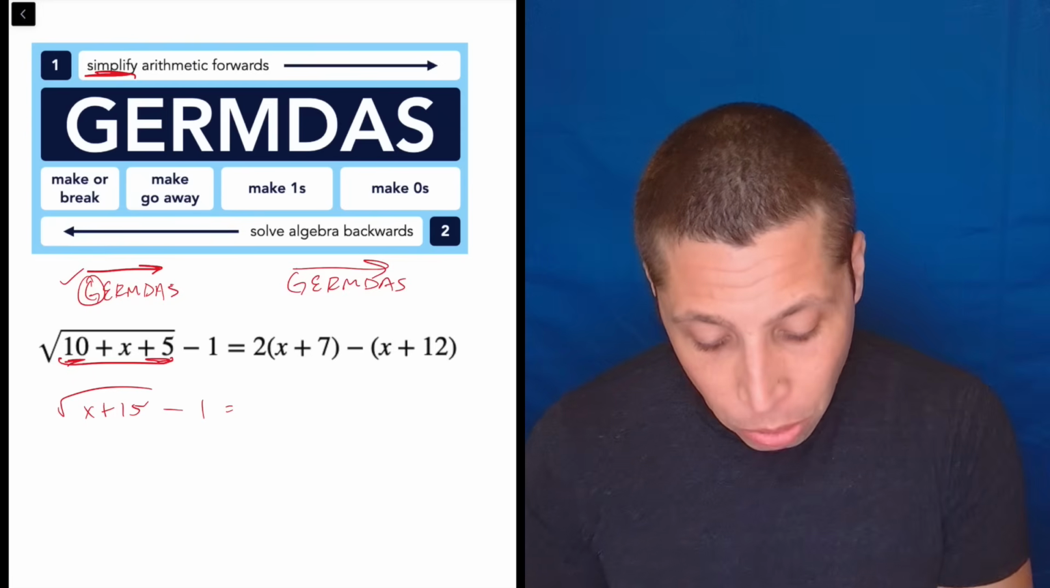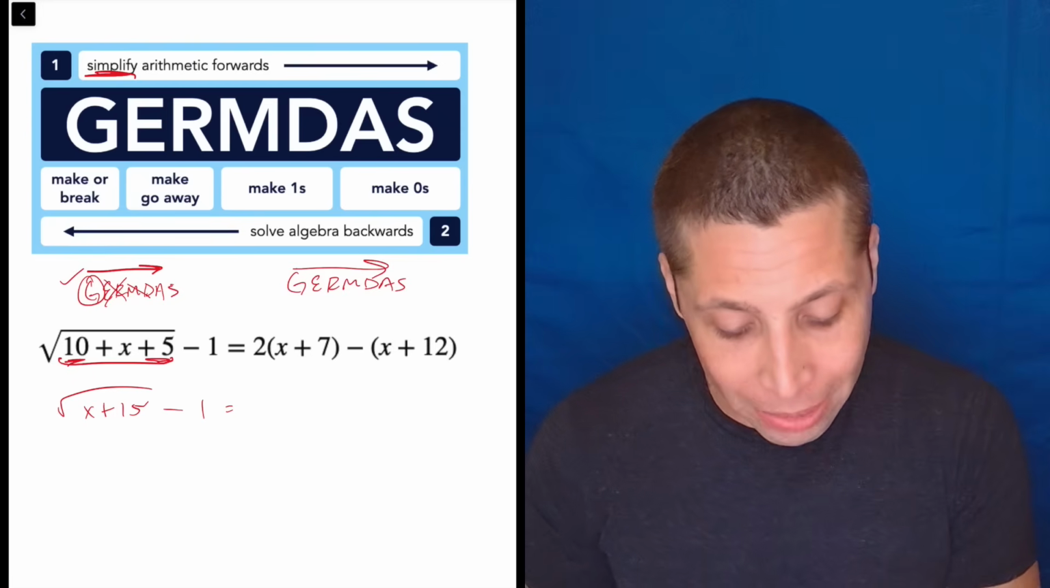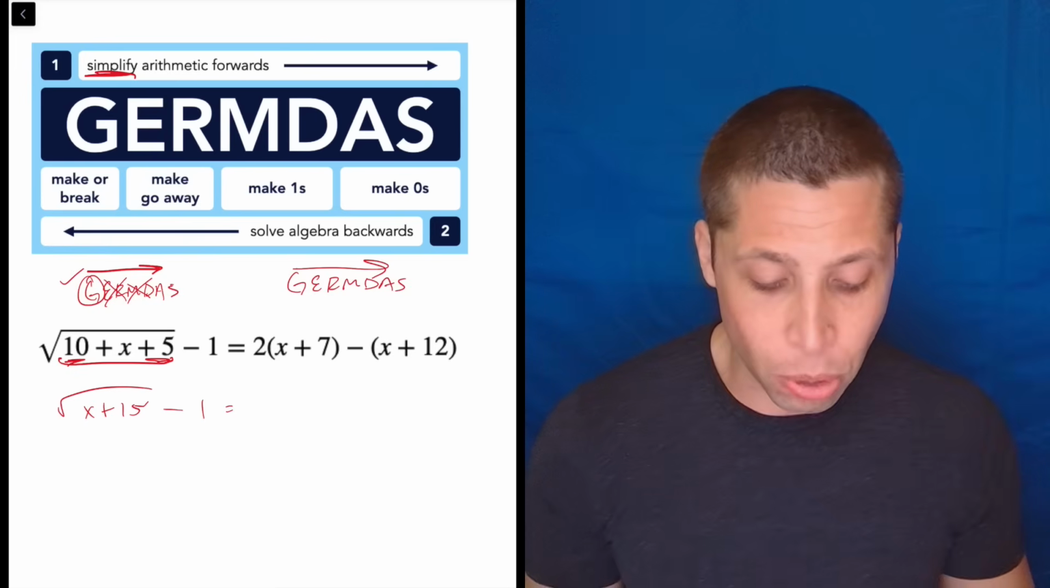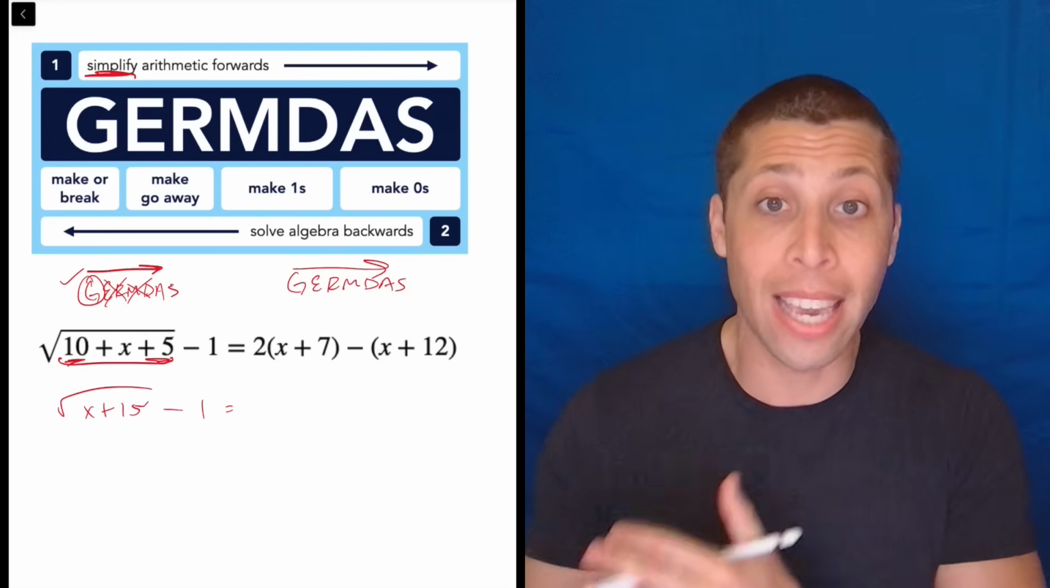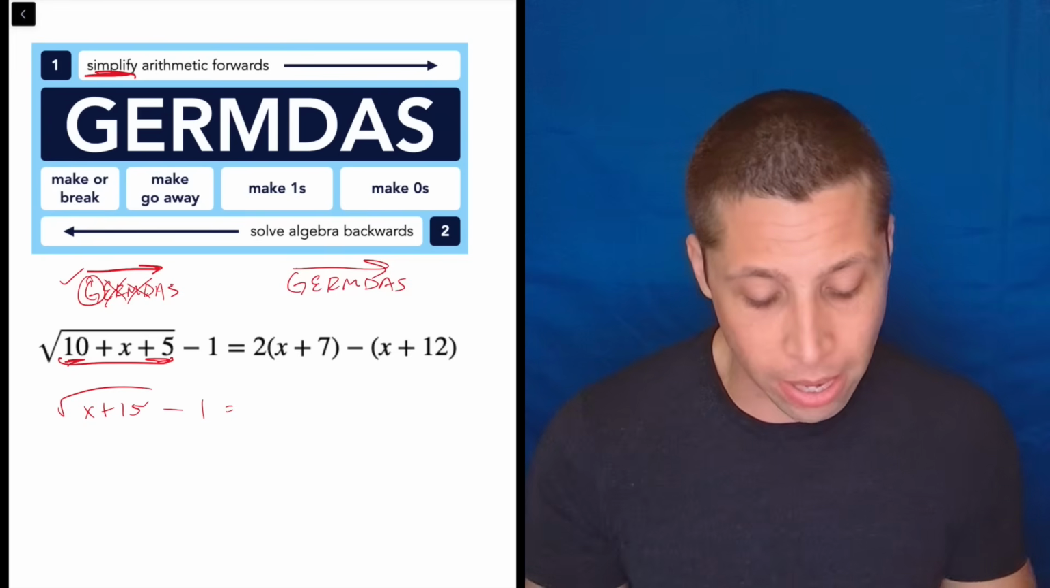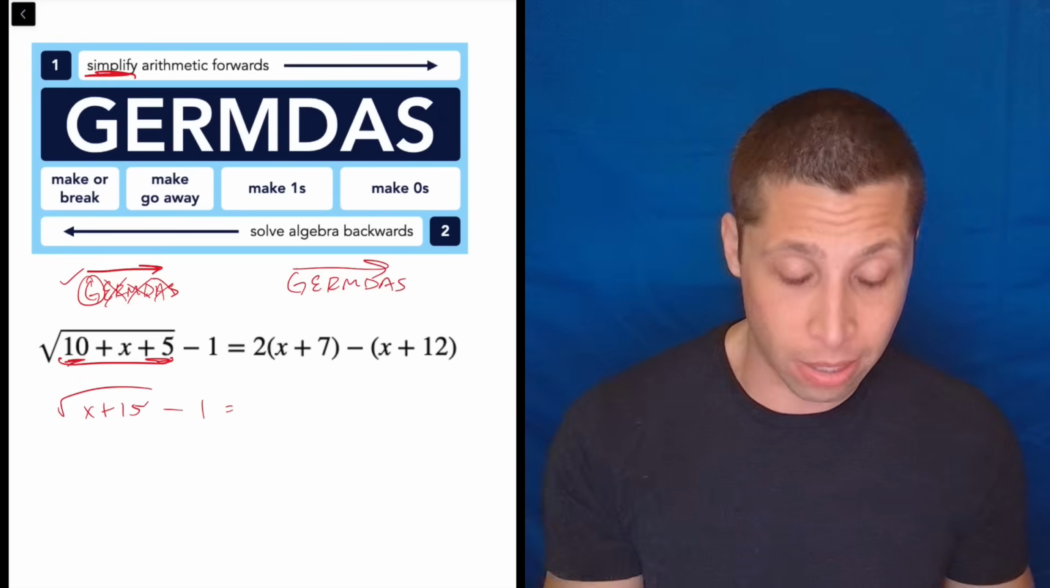So there are no exponents or radicals that we can do anything with. There's no multiplication or division. There is addition and subtraction here, but again, that 15 is inside the radical. It's inside a grouping that I can't touch yet, so I can't combine it with the -1. So this side is fully simplified.